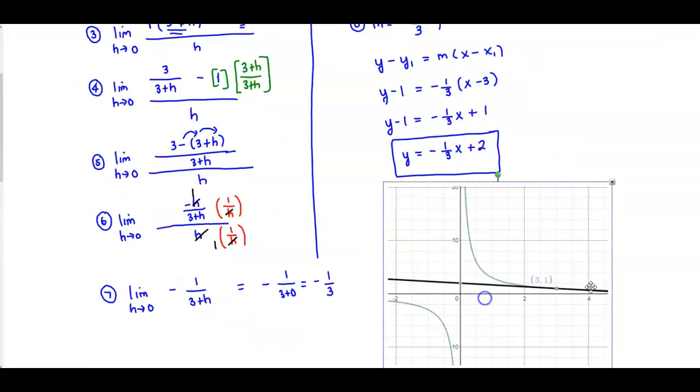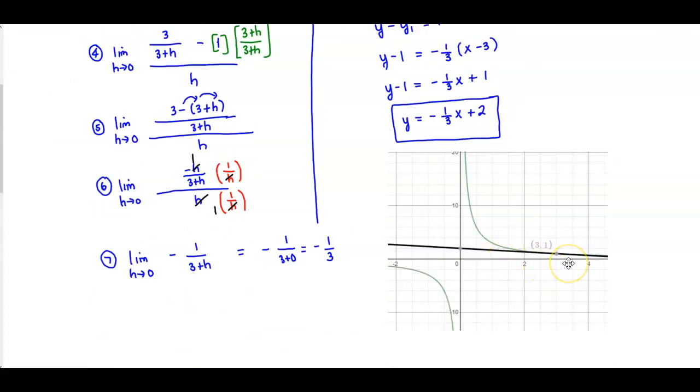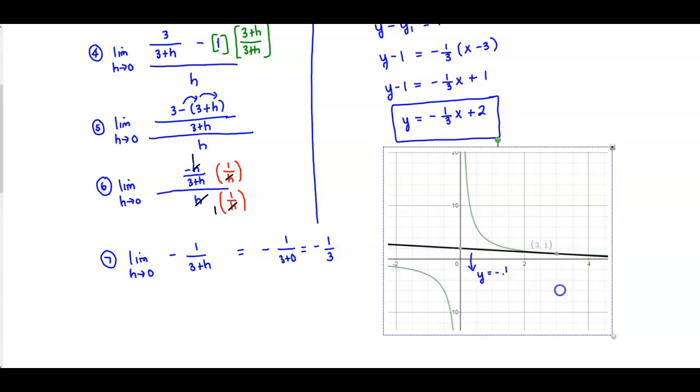Therefore, there is our graph that confirms our result. So again, the line that's tangent is y equals negative 1/3 x plus 2.